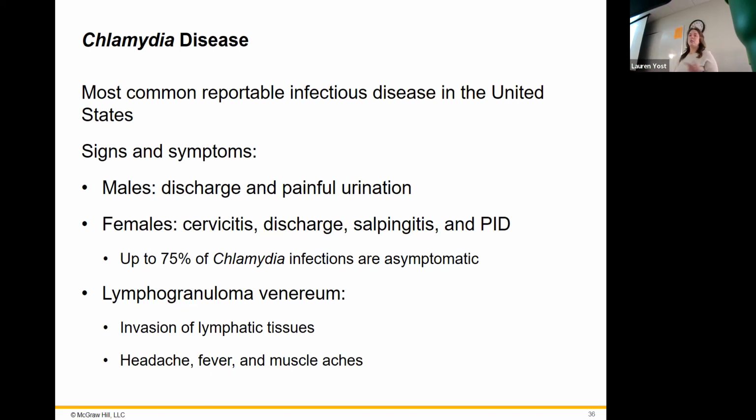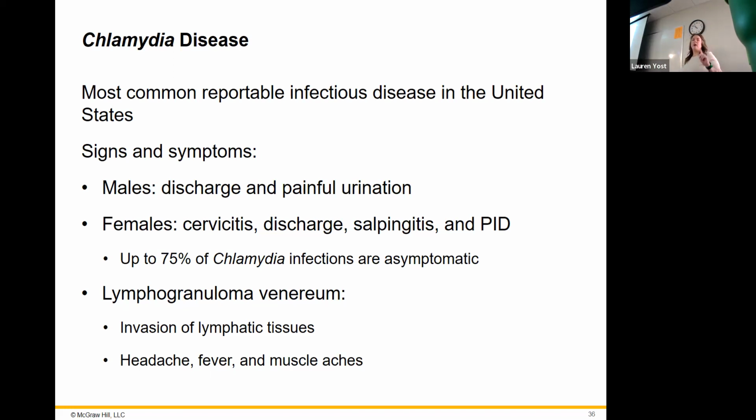Signs and symptoms for males, you see discharge and painful urination. But females, really not going to be symptomatic most of the time. But if they do, they will have cervicitis, so the cervix itself becoming inflamed. Notice no vaginitis still. It's really only going to be in that one area, just FYI. Discharge, salpingitis. Salpingitis, by the way, that's fallopian tubes being inflamed. And then pelvic inflammatory disease, PID.